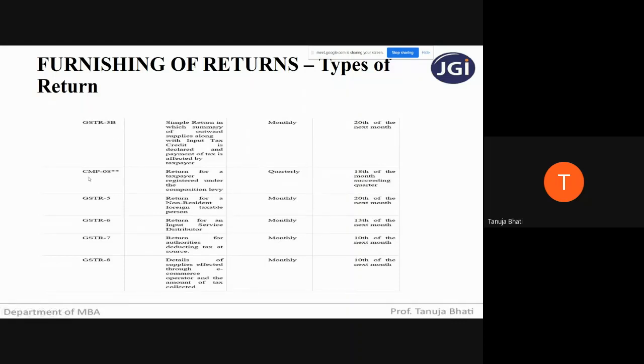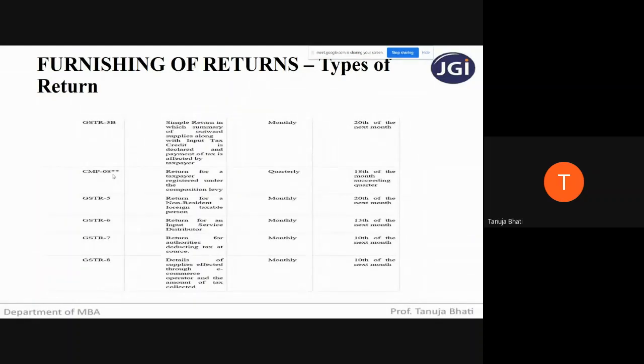Next we have this CMP 08. So this particular return is for the taxpayer registered under composition levy. Suppose I am registered under composition levy, I am supposed to file GSTR 4, which is also called CMP 08. It has to be filed by the persons or taxpayers who have opted for the composition scheme under GST. Everyone knows now what is composition scheme.